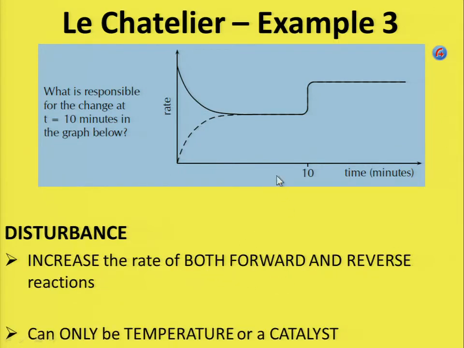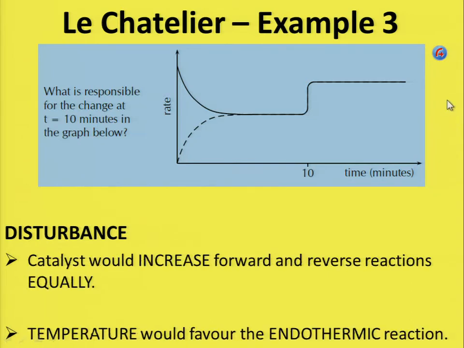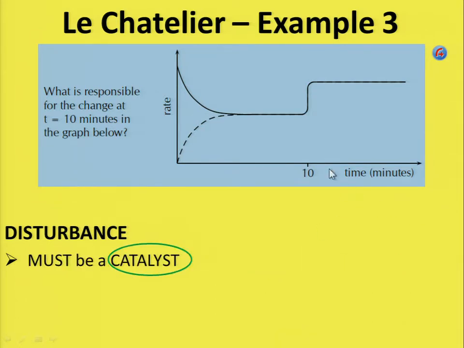Therefore, it can only be a temperature or catalyst that increases the reverse and the forward reaction. But in this case, they are increased equally because they are forming equilibrium straight after again. Therefore, the disturbance must be a catalyst. Otherwise, your graph would look like example 2.